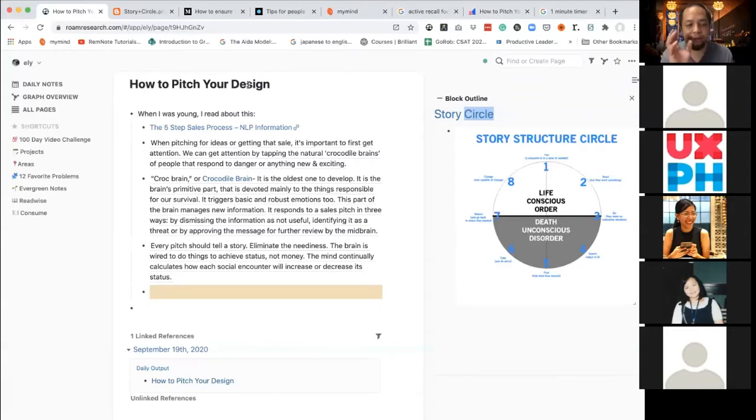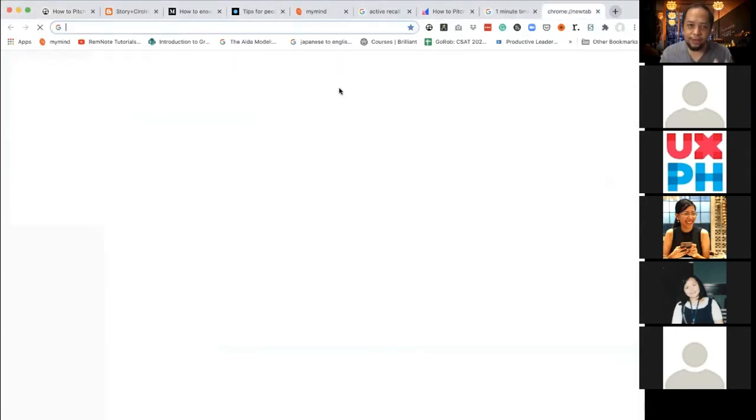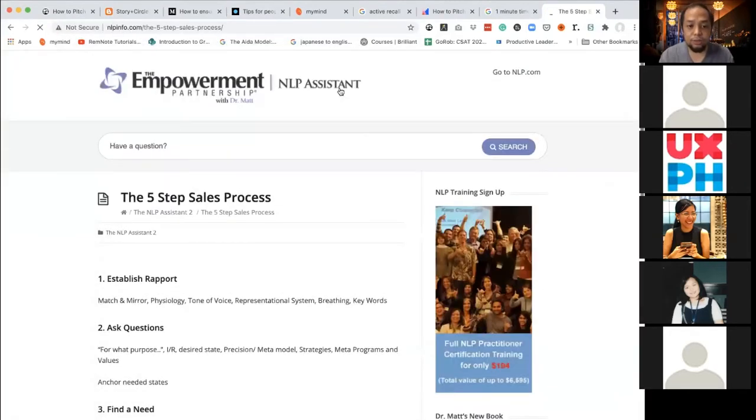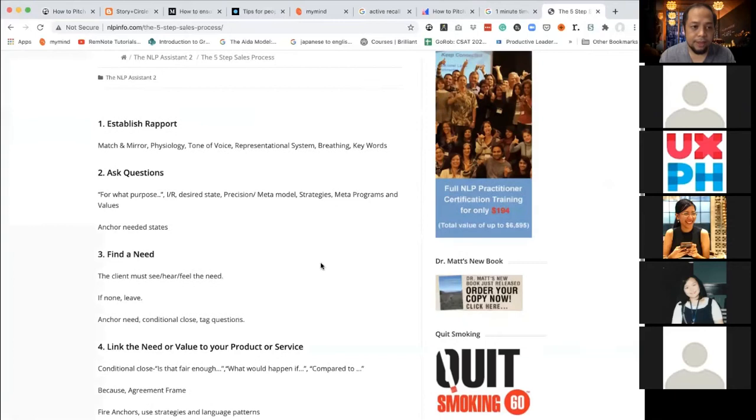The most effective one that I tried is the 5-step sales process. You can search for this. My original purpose for it was selling services, for freelance work. This was when I started doing my freelance work, and of all the approaches, this was the most effective for me.